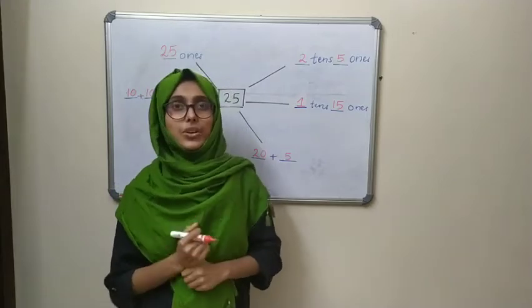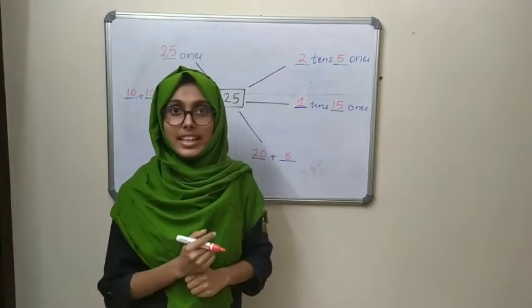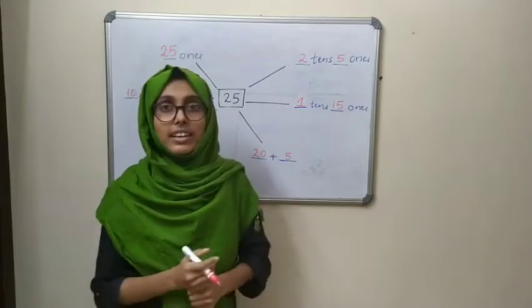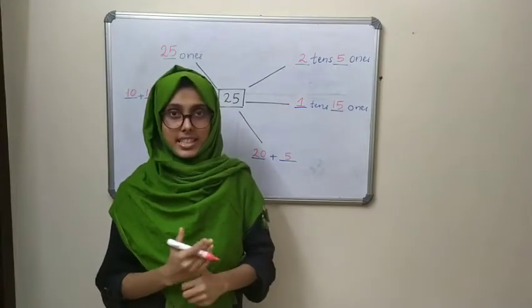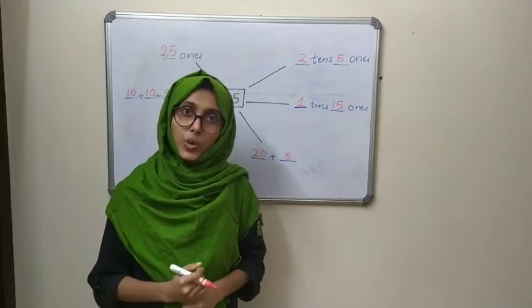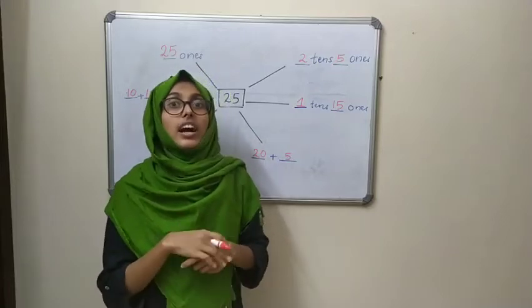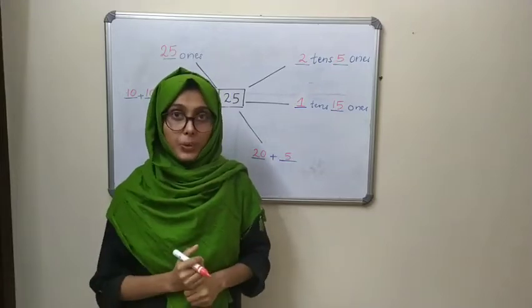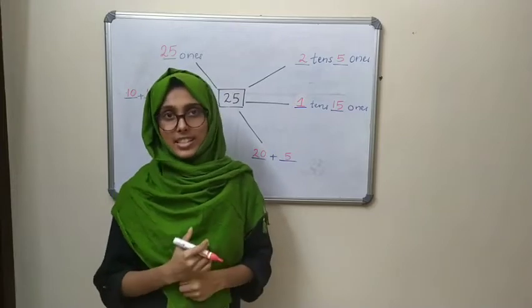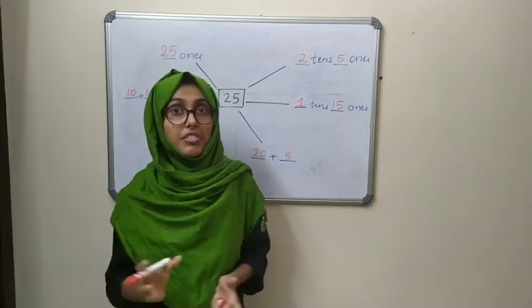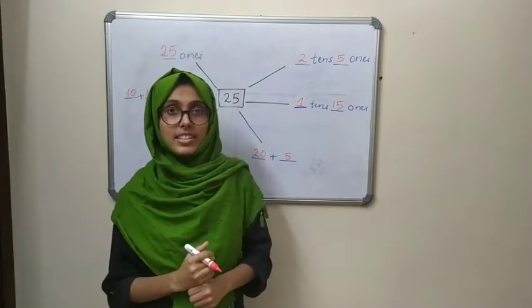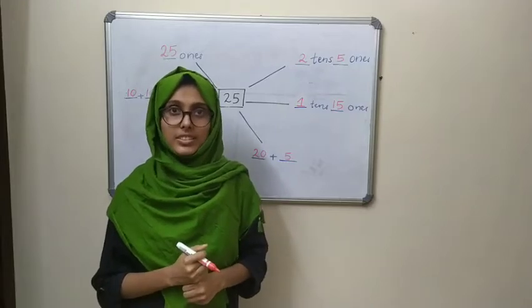Now you can see in your textbook there is a number like 25. That number is 36. Okay. So now you want to write in how many ways you can write 36. There will be different ways to write 36. So you want to write that.